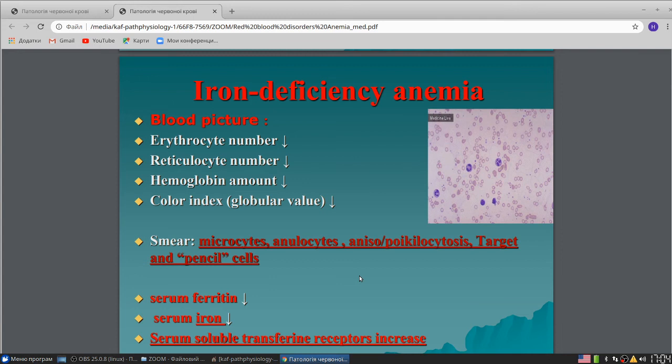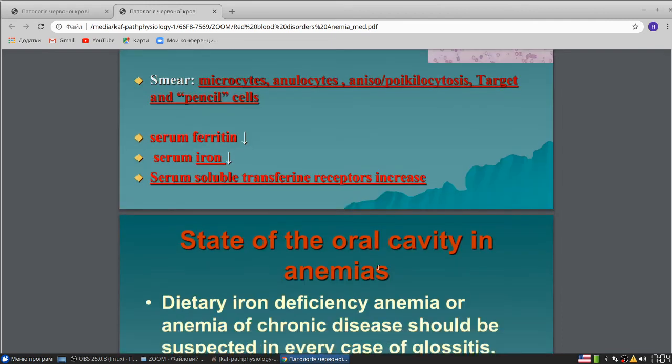When we're talking about different forms of iron, serum ferritin and serum iron in blood will decrease, and serum soluble transferrin receptors will decrease in cells.